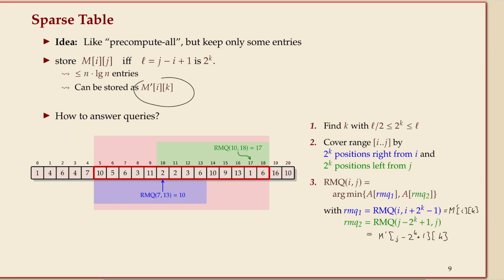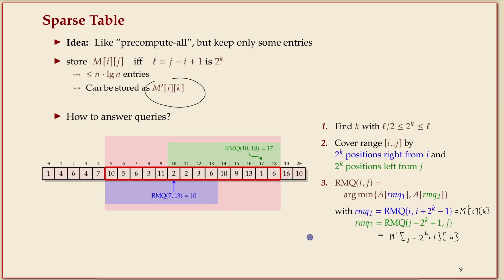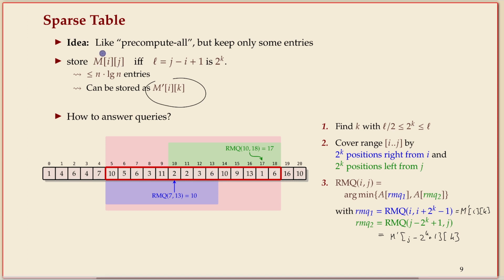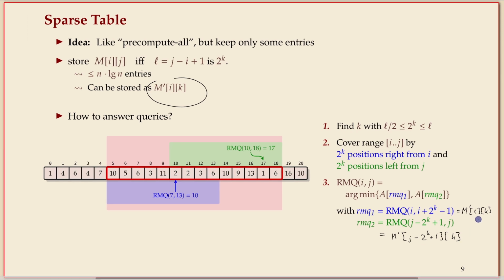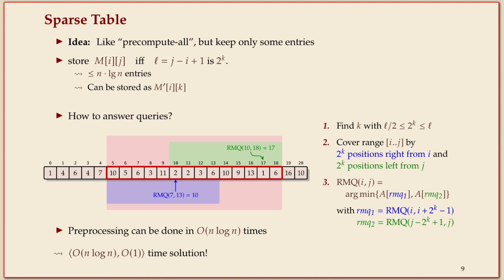I guess I should have said that's where the name comes from. You're trying to store the original pre-compute all table, but in a sparse way. You only remember a small subset of the actual values, and you forget all the rest. Turns out you can reconstruct them at runtime with just one more comparison. All right? So that's the structure of the table we store.